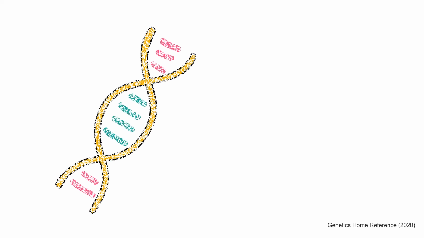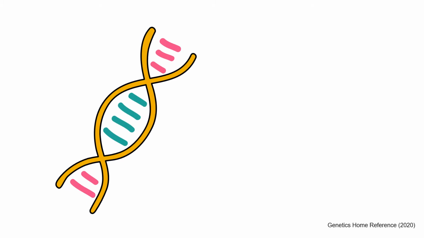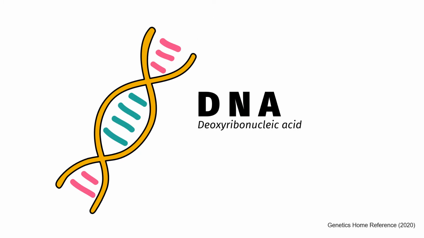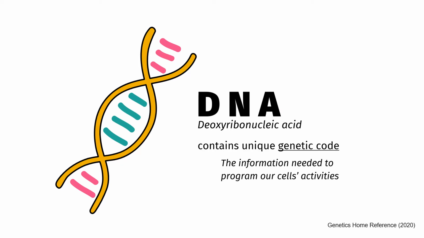Almost every cell in the human body contains genetic material. Within the nucleus is the deoxyribonucleic acid, or DNA, which contains our unique genetic code, the information needed to program our cells' activities.